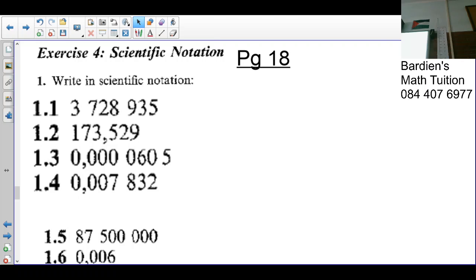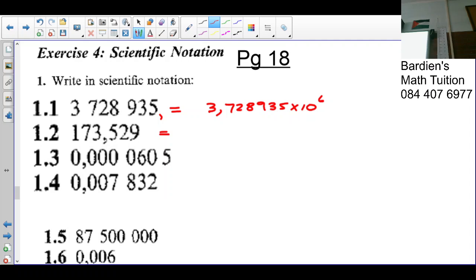So the question says, write in scientific notation. Currently the comma is lying after the 5. Not so? So it must move 1, 2, 3, 4, 5, 6. So it must move 6 units. So it's going to be 3,728935 times 10 to the positive or negative 6? Positive 6. Okay. Let's look at the next one.